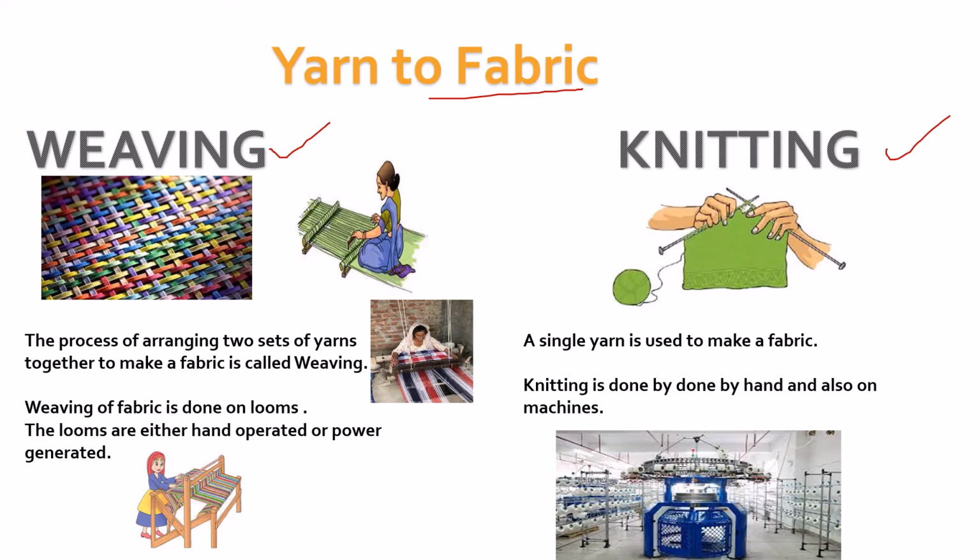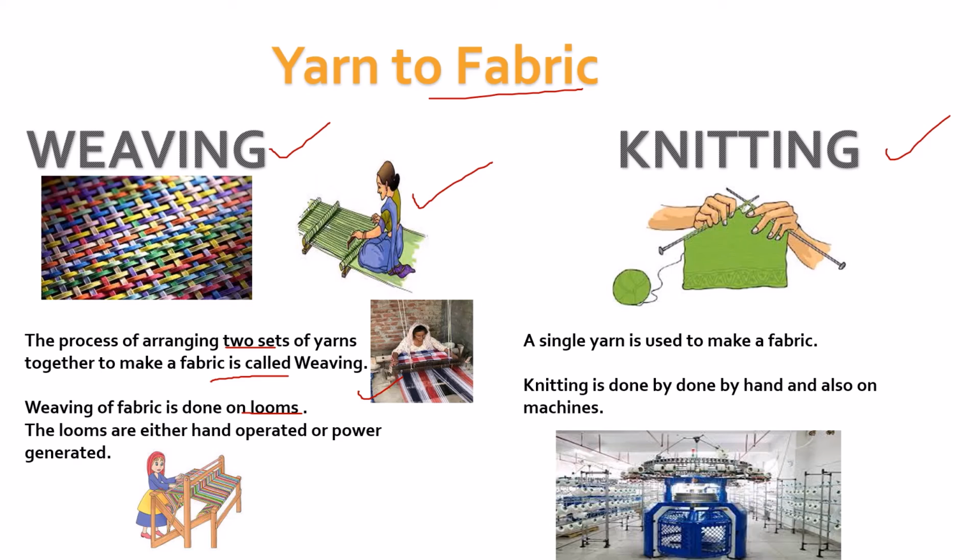Weaving का मतलब होता है बुनना. The process of arranging two sets of yarn. See carefully, two sets of yarn are arranged together to make a fabric. That is called weaving. Here a woman and a girl are weaving clothes, weaving fabric, and it is done on looms.